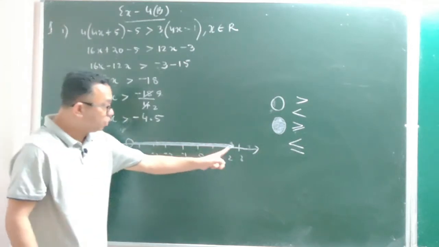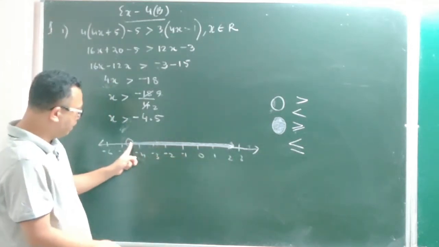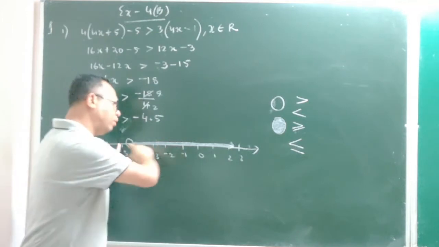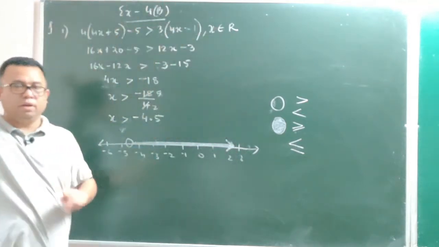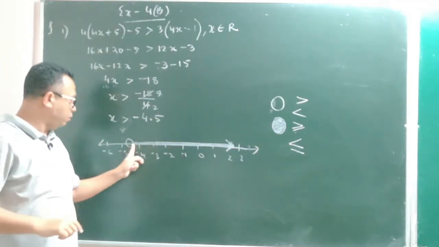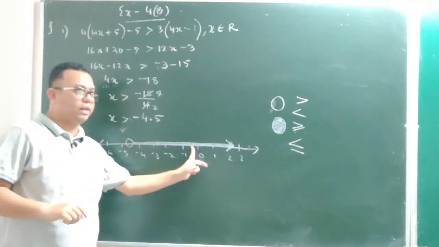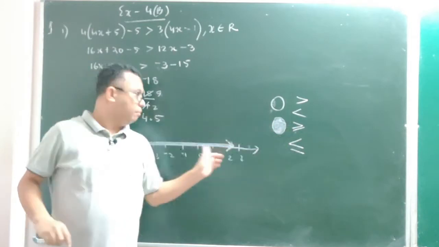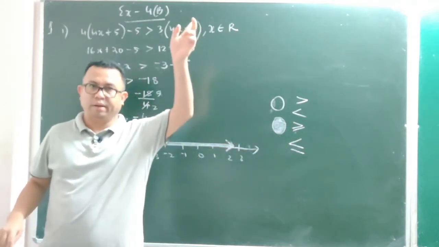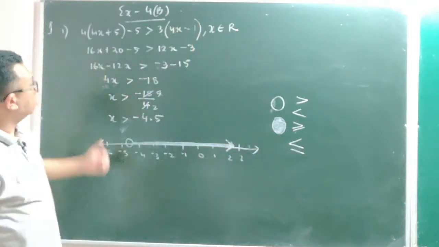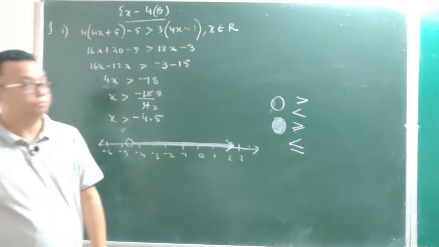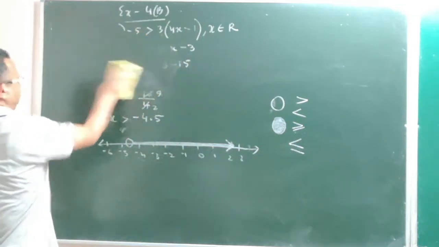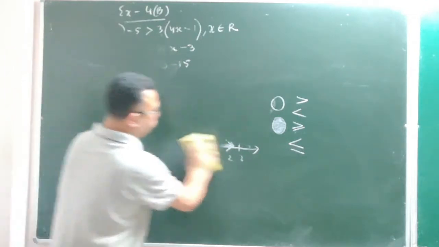Now don't ask me, sir, why you went up to 2? I might have made it only up to here and given an arrow. You can go anywhere, but the arrow I made means it is going on and on. It is not stopping. So up to where to make it? You may make it up to here and give an arrow, or up to there. Meaning it keeps on going on and on, infinite. This is how we make the number line. This is your question number 1. Okay, now let us see the next question.